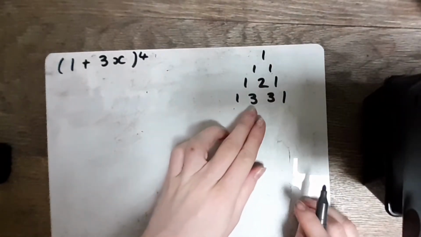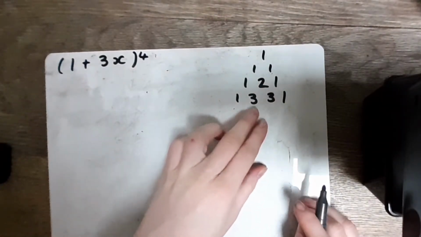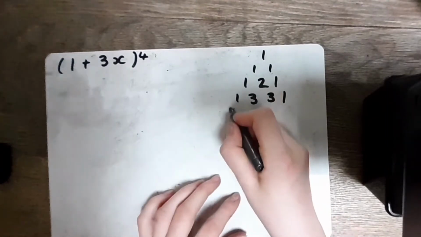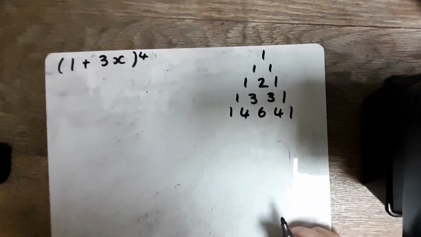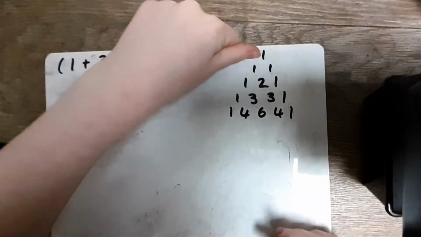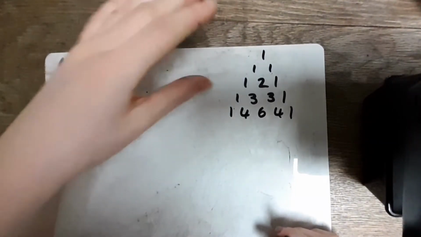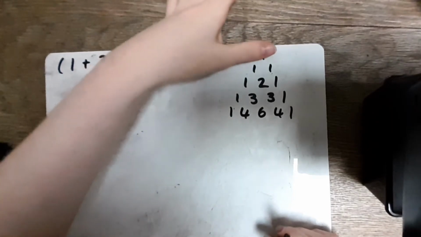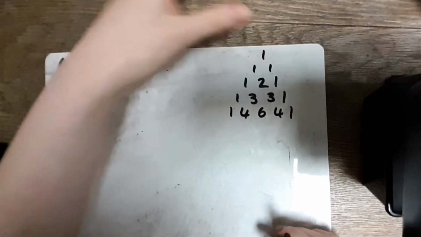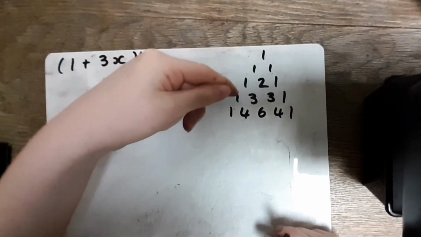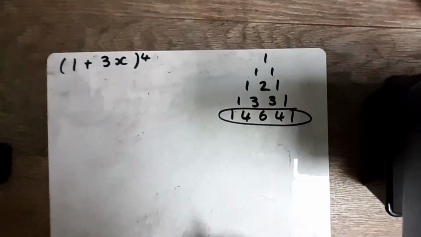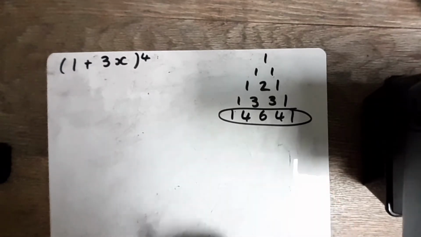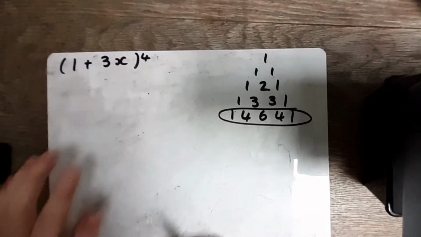The coefficient of a particular term is the sum of the two numbers above it. It's also worth noting that the top one here is the 0th term, so that doesn't apply. So if you go 0, 1, 2, 3, 4, it's this set of numbers here that we're using as the coefficients for our terms in this sequence.